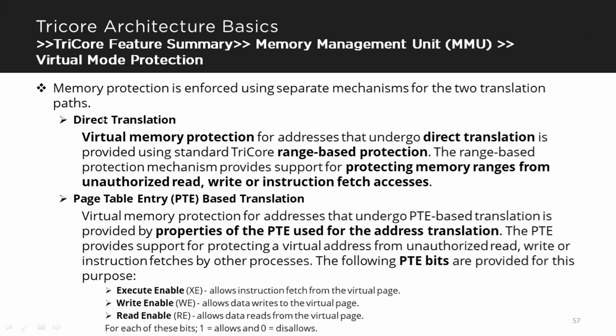All right, so we saw here a direct translation, and the direct translation uses the range-based protection mechanism. For the page table translation that's used in association with the memory management unit, I assign different rights for different pages. So execute enable, for example, or write enable, or read enable, and these are the PTE bits that control the different rights. So 0 means disallow and 1 means allow.